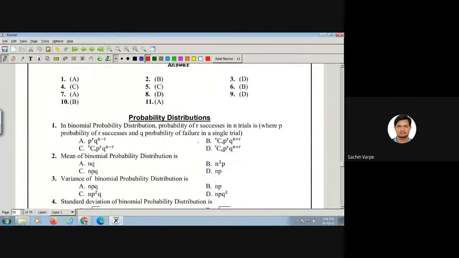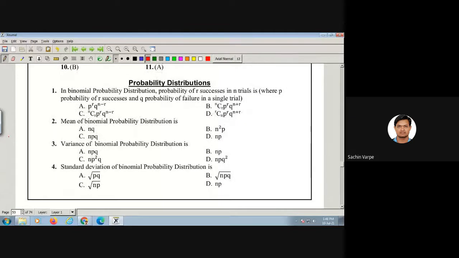Examples on probability distribution. In a binomial probability distribution, the probability of r successes in n trials is given by the formula: n choose r, p raised to r, q raised to n minus r. What is the mean of the binomial distribution? NPQ. The mean of the binomial distribution is NPQ.